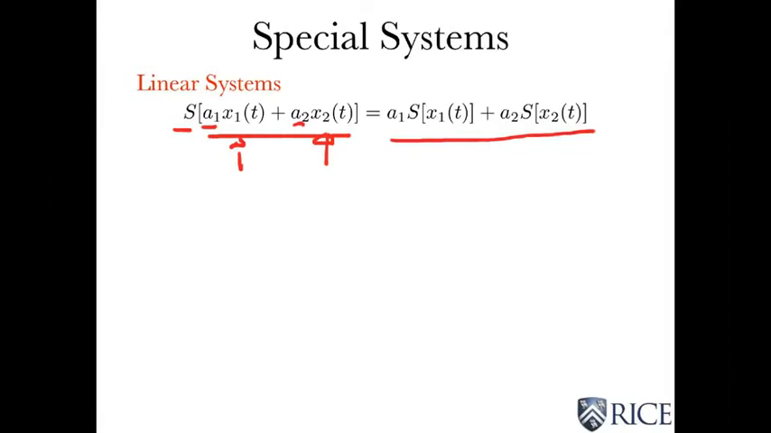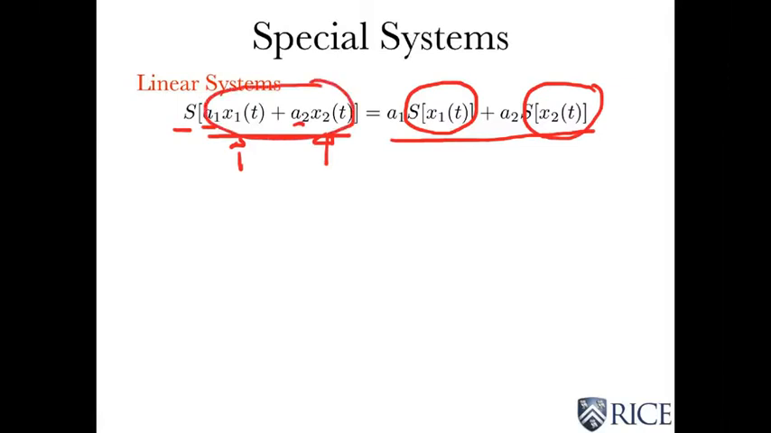So if you put in x1 by itself into S, you get that for an output. Put in x2 by itself, you get that. You add those two together with the weighting constants, that's the same as if the system saw this sum presented to it as an input.